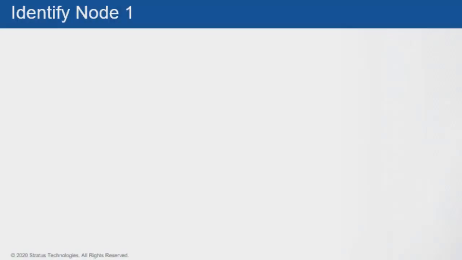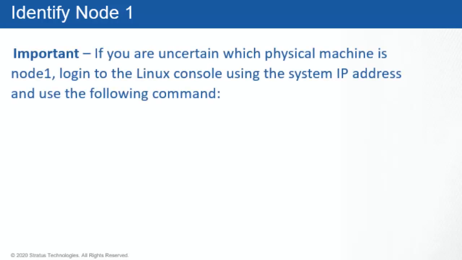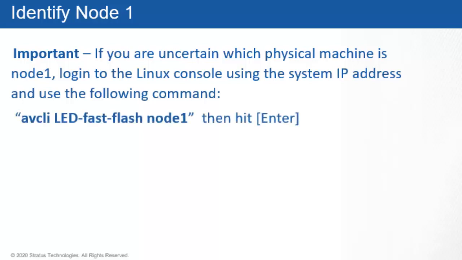We'll now replace the SSD drive. We'll work on node 1 first. Important: if you are uncertain which physical machine is node 1, log into the Linux console using the system IP address and use the following command: avcli led-fast-flash followed by node 1, and then hit enter.